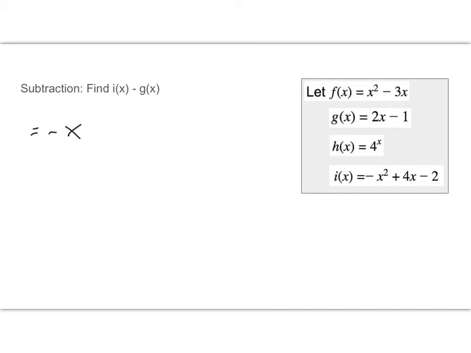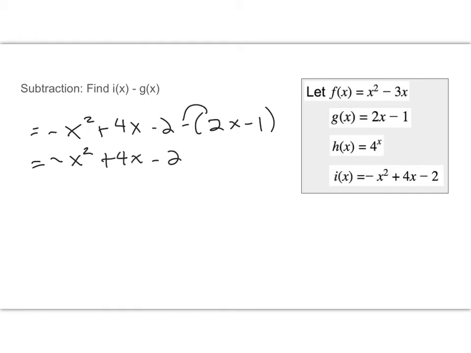It's going to be almost the same as addition, but I have to be a little careful because I'm subtracting, which means I'm subtracting all of g of x. So I have to protect it with parentheses. And that means that I'm going to distribute this negative sign. And then I can combine my like terms. So I have negative x squared. I have a 4x and a negative 2x. That's going to give me a positive 2x. Negative 2 plus 1 is negative 1, and that's it. That's as far as I can go with that.